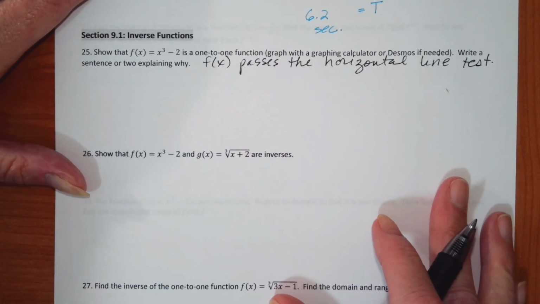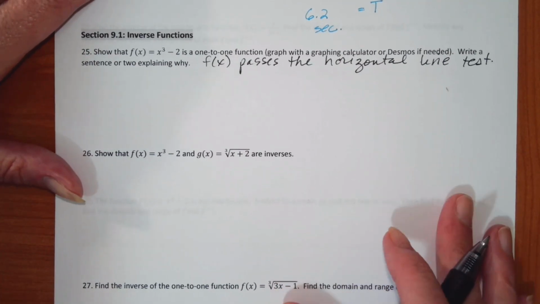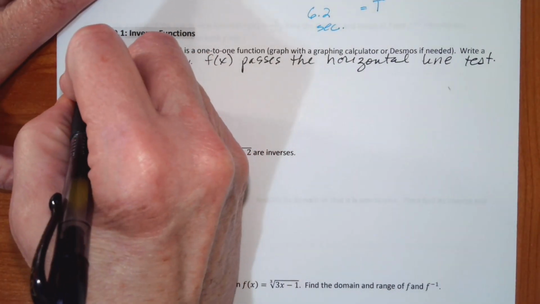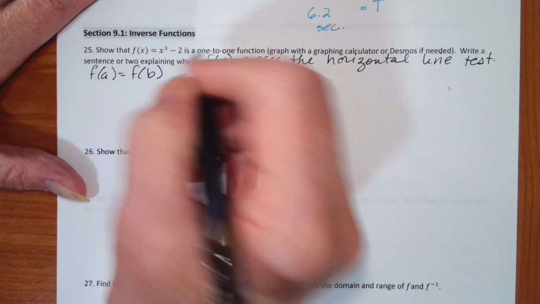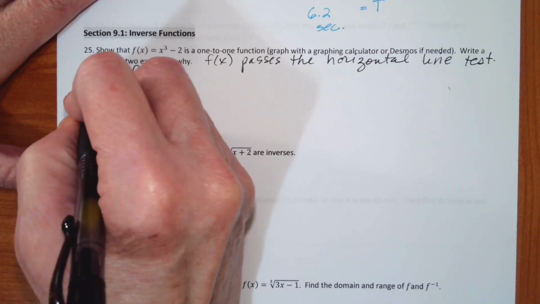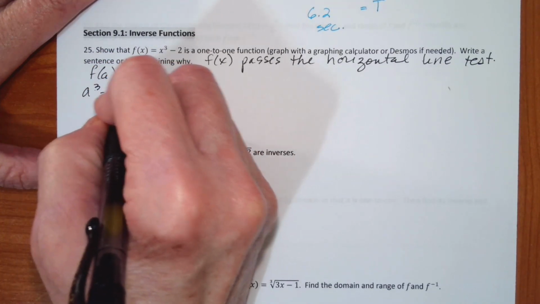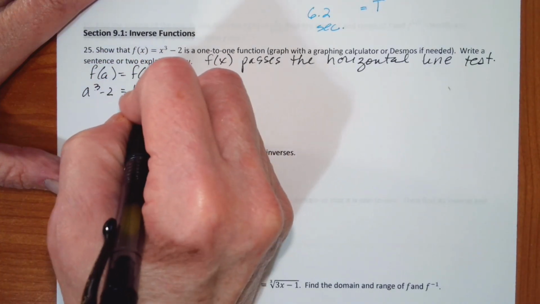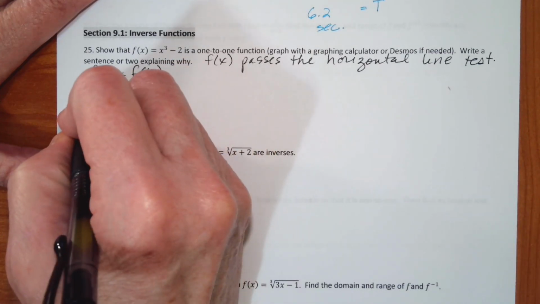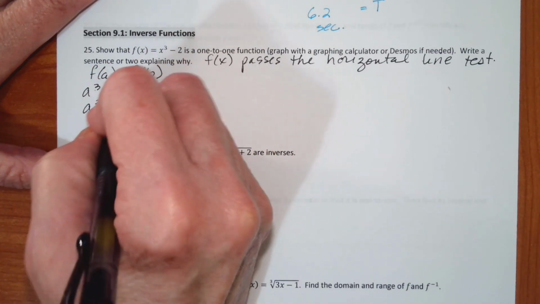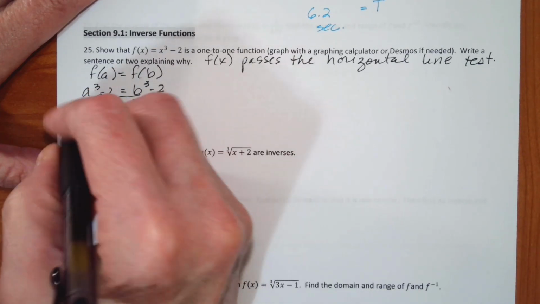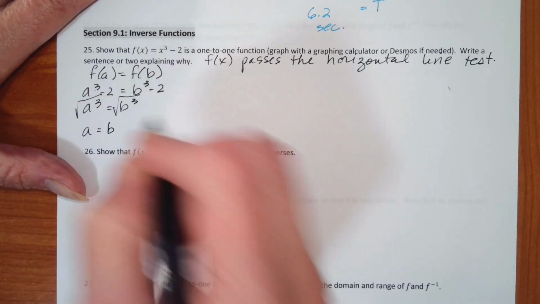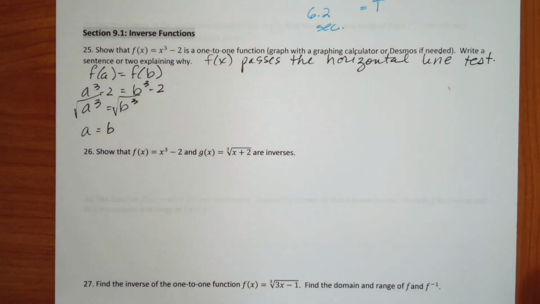We can also show that if f of a equals f of b, which means a to the third minus 2 equals b to the third minus 2, which is a to the third equals b to the third, and if we take the cube root of this, then a equals b. So that's that definition.